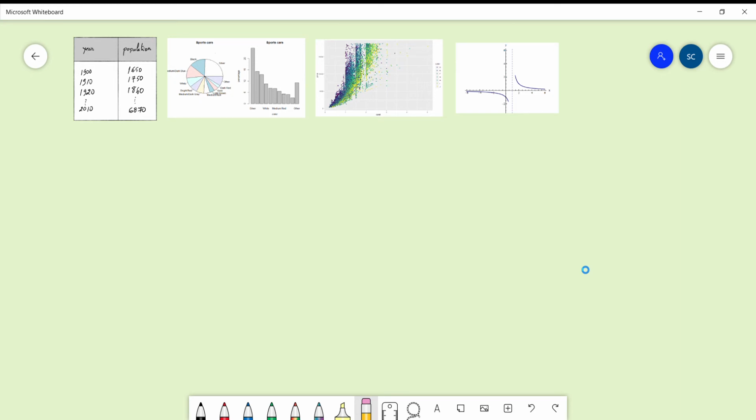There is a common feature between these photos: they express a relationship between one quantity and another. In the table we have years with populations. We can read here sport cars with colors. Also here there is a scatter plot, and the last one is a curve, expressing the variation of a quantity y with respect to a quantity x.